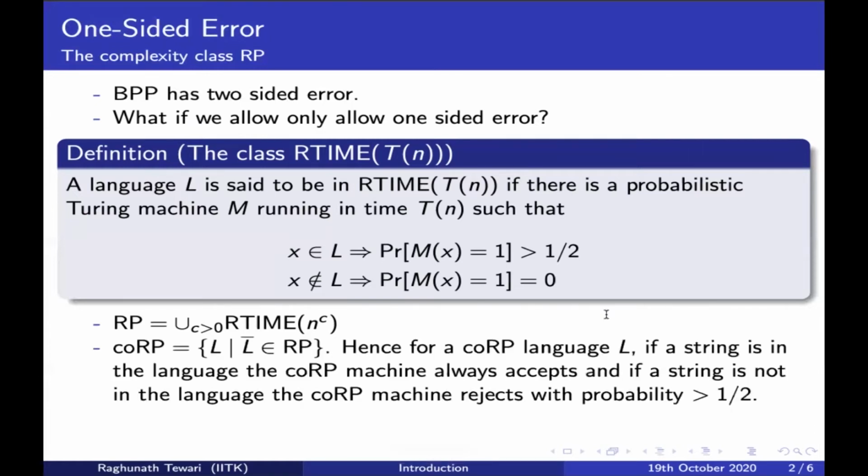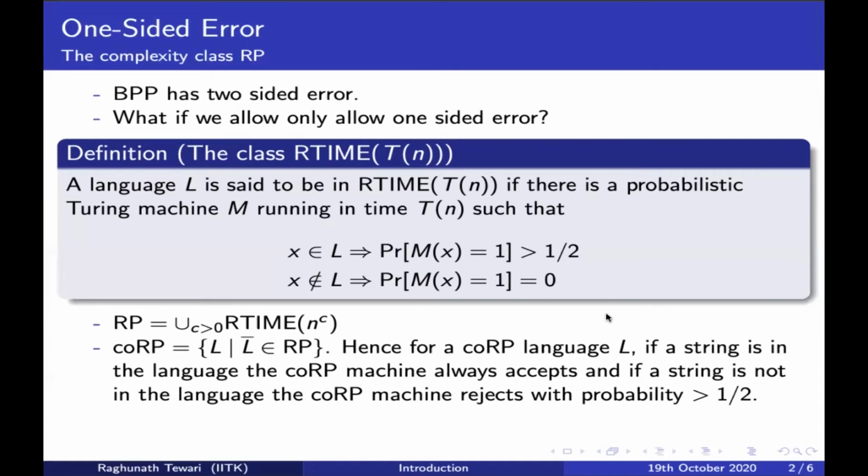And now we can define the complement of this class. We can define the class coRP as the set of all languages L such that the complement of L belongs to RP. So what this means is that if we have a language which is in coRP, if a string is in the language L, then the coRP machine will always accept that string. And if a string is not in the language, then the coRP machine will reject with probability greater than half.